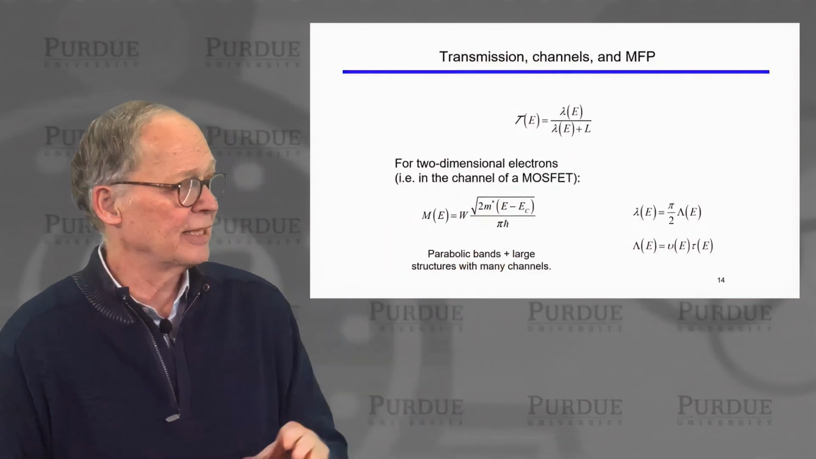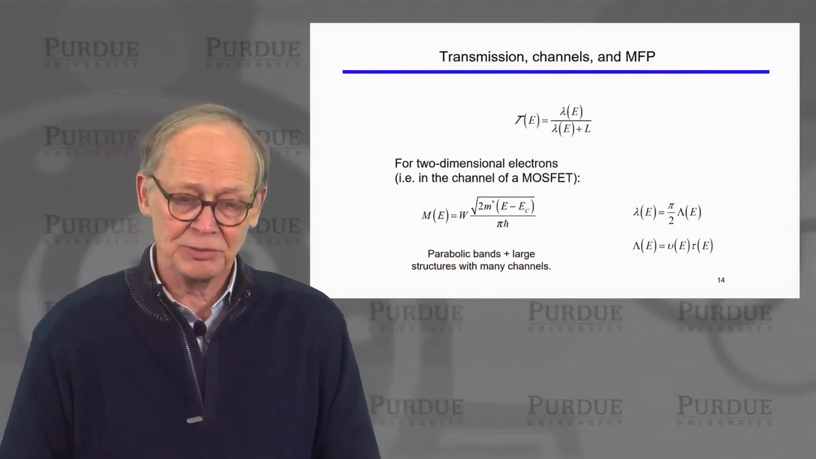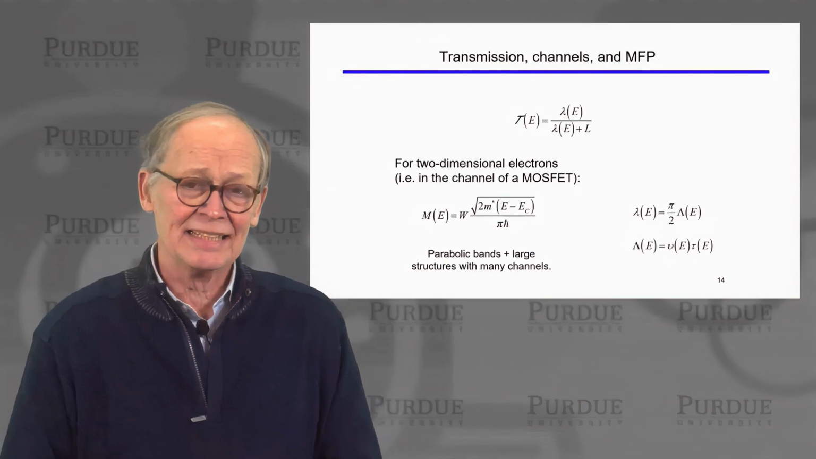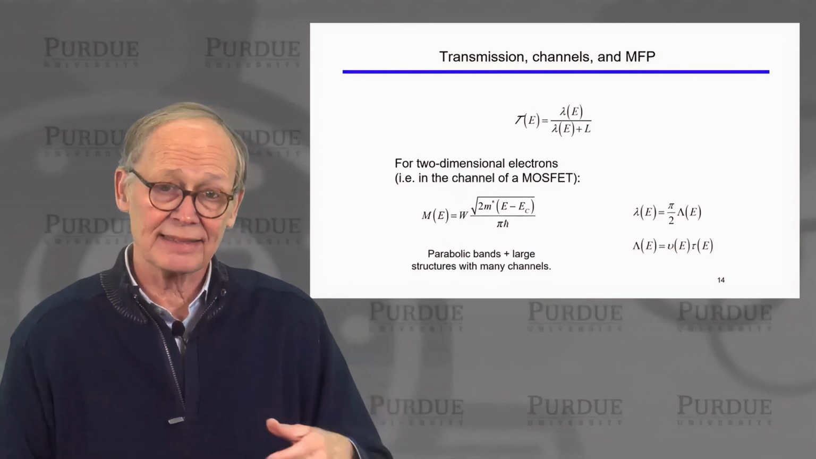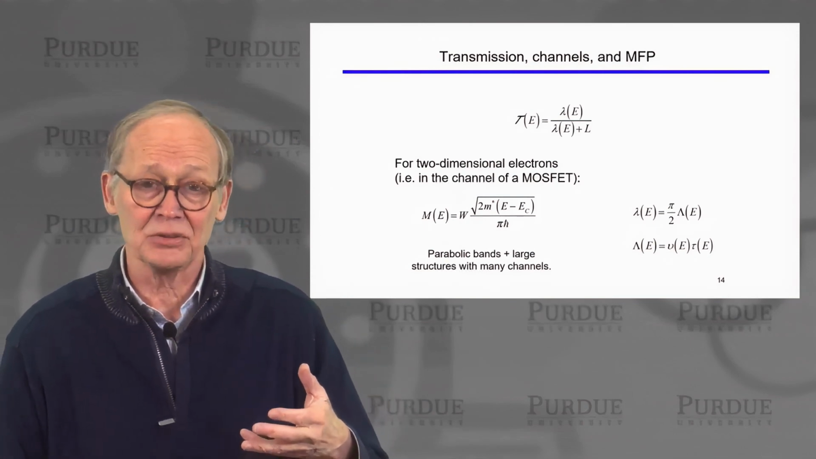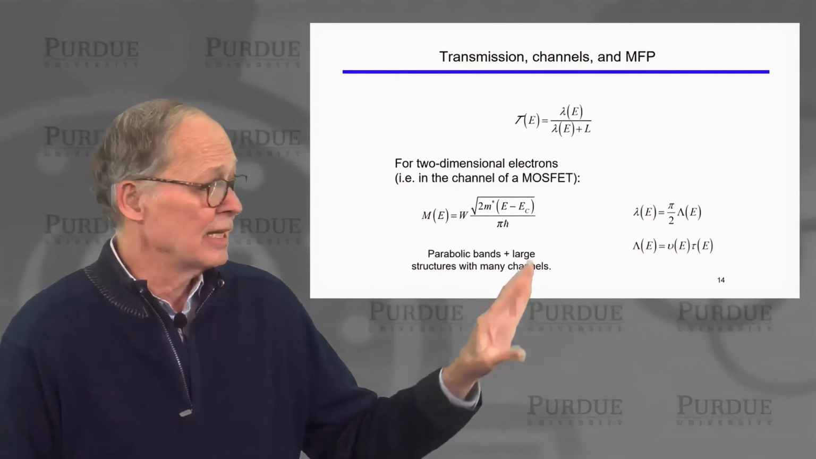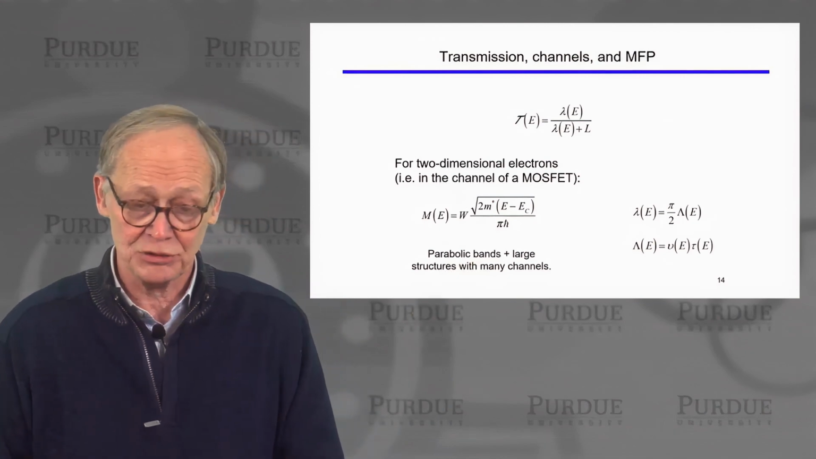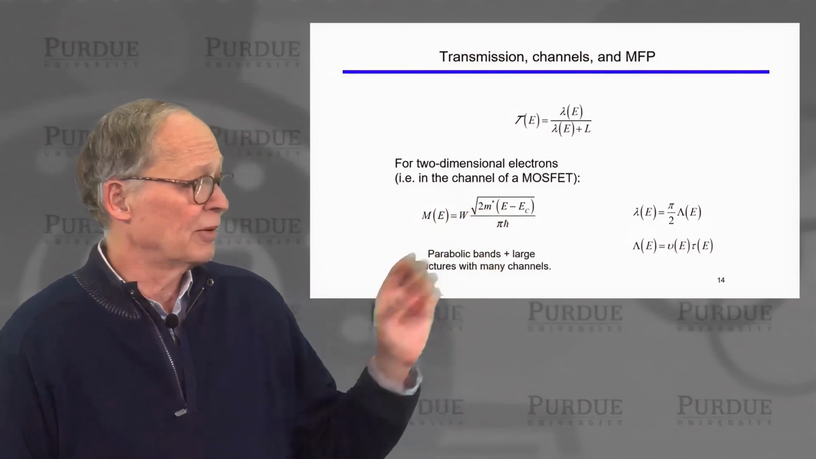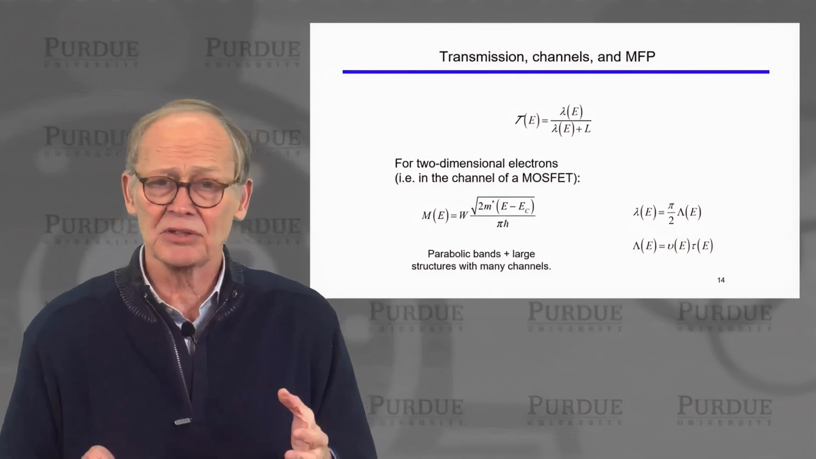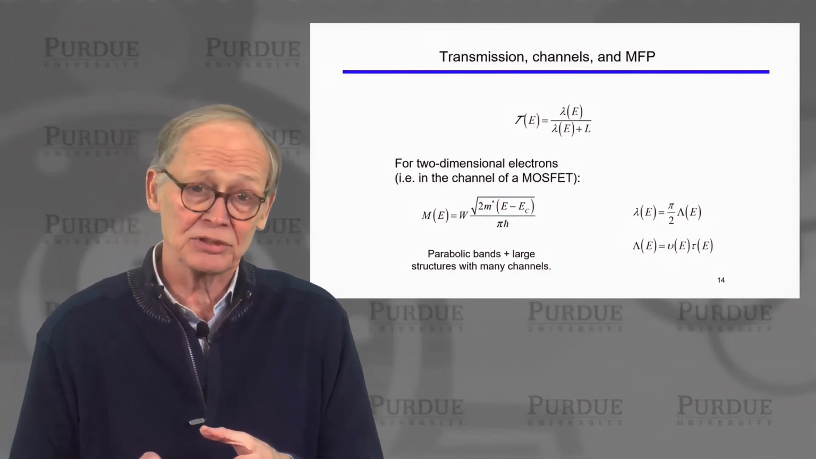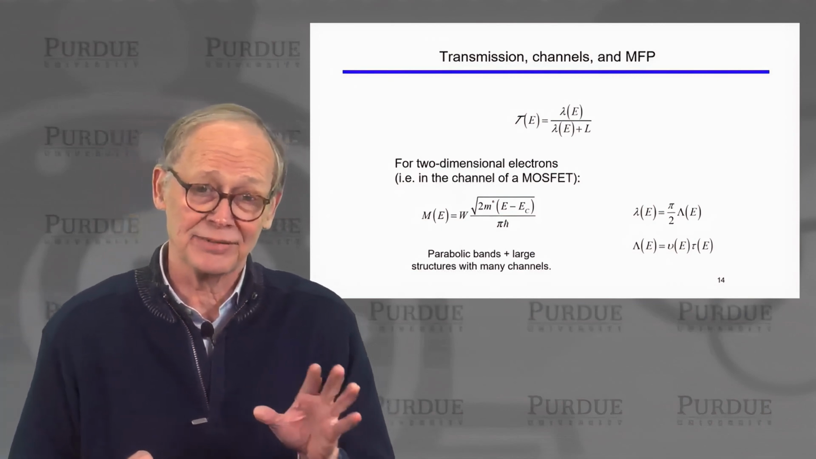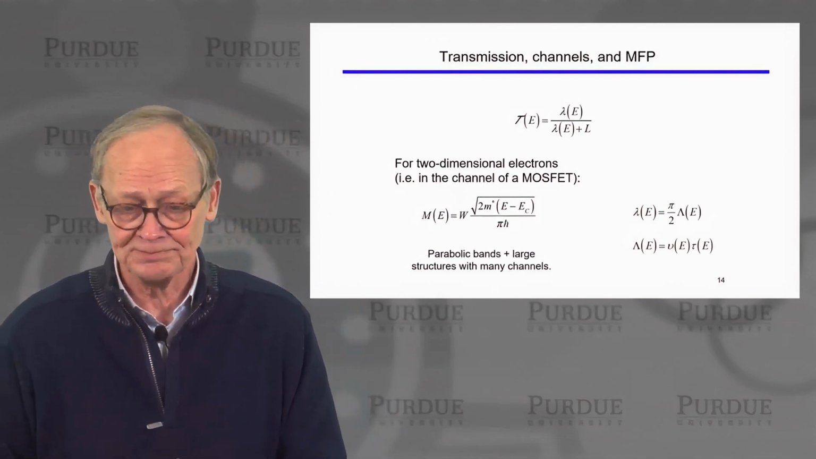So we've talked about some of the key parameters. We've talked about transmission, and we've talked about number of channels. In 2D, we would multiply the velocity times the density of states in 2D, which is independent of energy. And this would be our expression for the number of channels versus energy in 2 dimensions. We're assuming here that we have a parabolic band. We have large structures. In very small structures, you can actually count individually the channels, and that leads to some interesting effects we'll discuss in a minute or two.